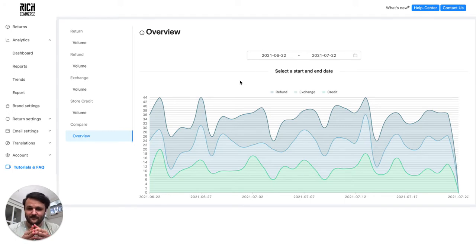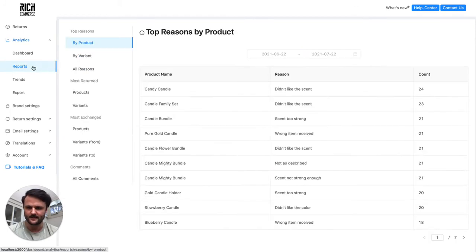And if you want to dive into this even deeper, we'll go into the report section, and the report section basically gives you this breakdown that I just mentioned, that you can sometimes spot on these trends by product, right?